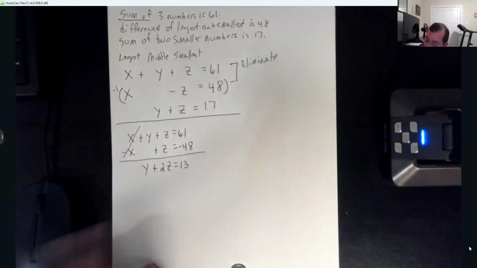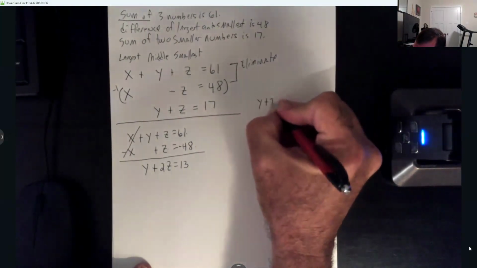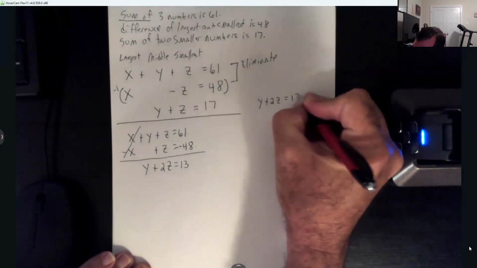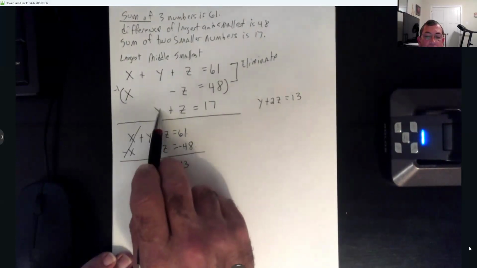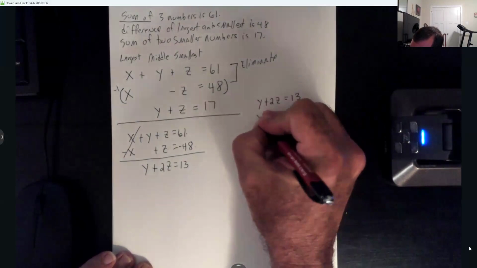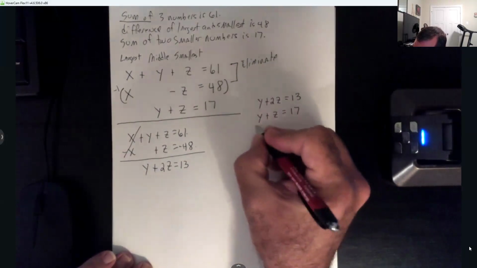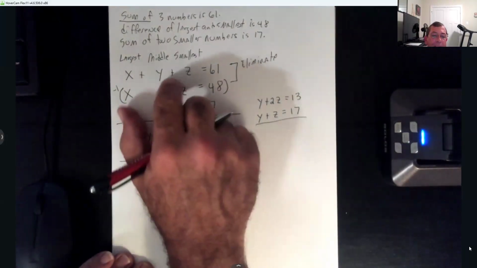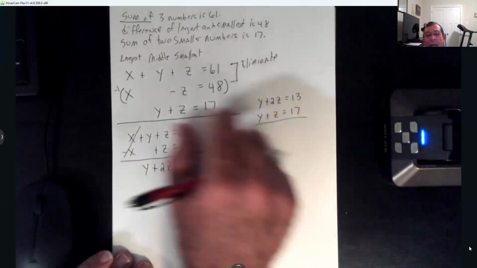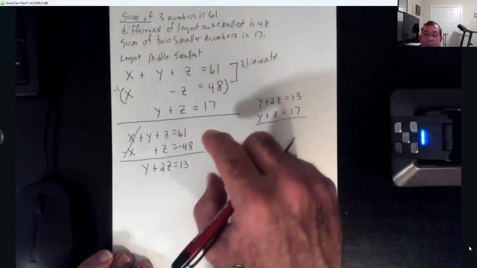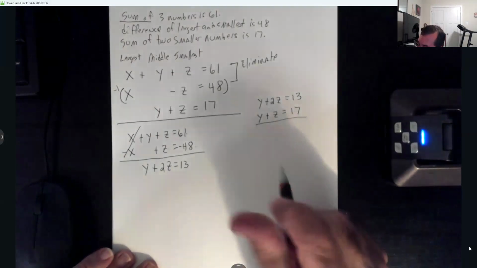All righty. So I got y plus 2z equals 13. This third equation didn't have an x, so I can automatically bring it over. Y plus z equals 17. So if you notice, when you've got missing variables, it's almost like it makes it easier because you're not having to eliminate twice on them, okay?